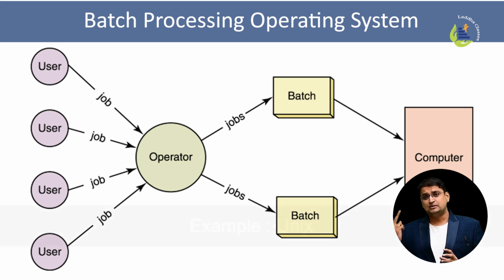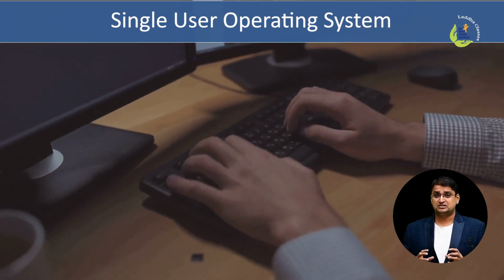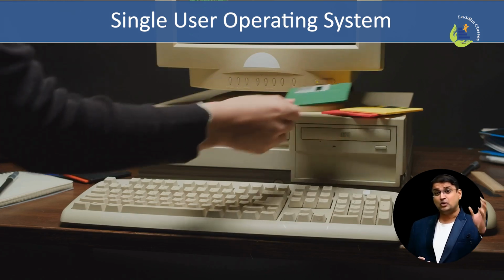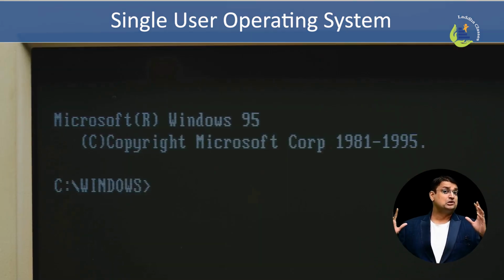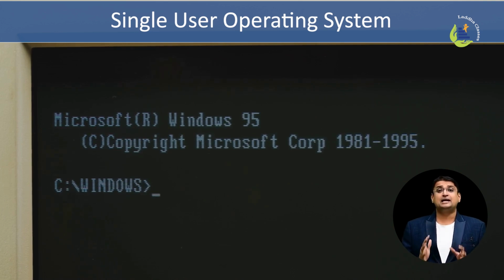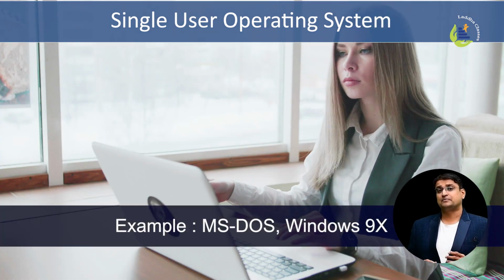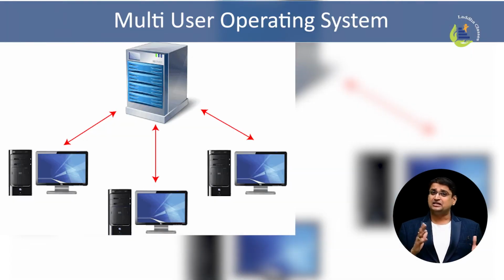For example, Unix. Single user operating system. It is a type of operating system which allows only one user at a time. Operating system for personal computer is a single user OS. They are designed to manage one task at a time. For example, MS-DOS, Windows 9X.